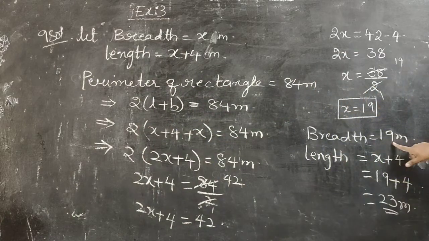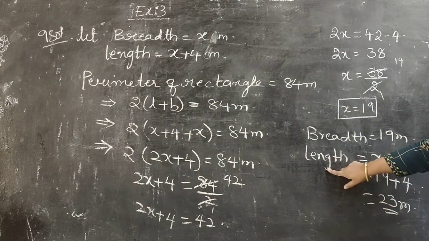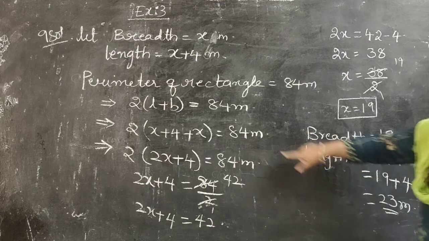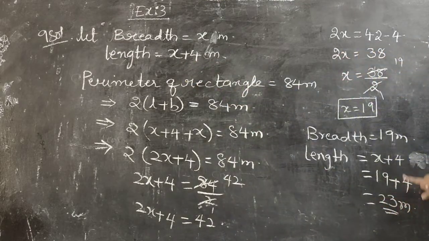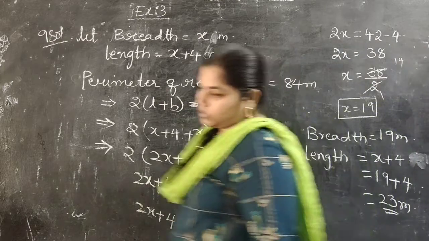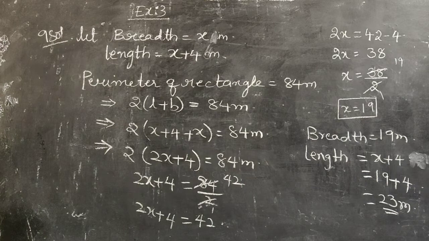So breadth is how much? 19 meters. And we have to find the length value. So length is how much here? x plus 4 meters. That is, x is a constant value plus 4. So 19 plus 4 will be 23 meters. So this is our ninth solution.